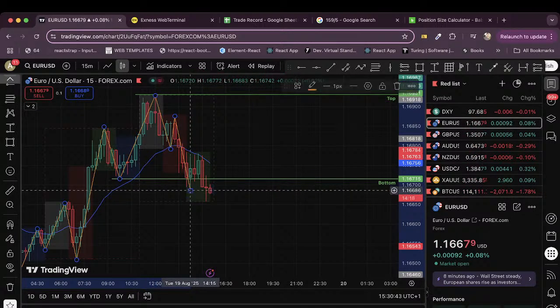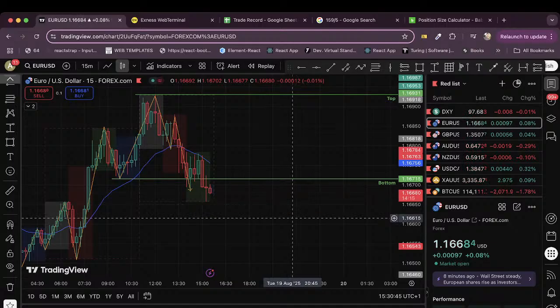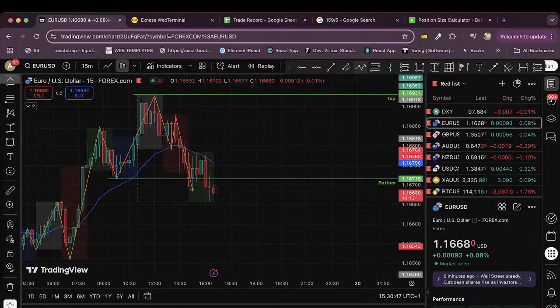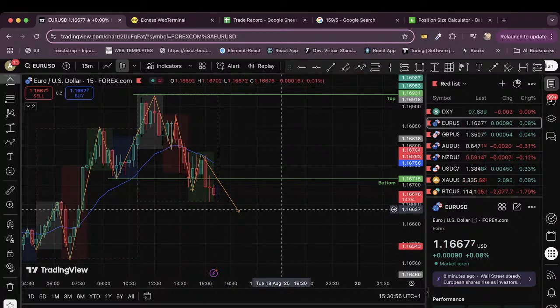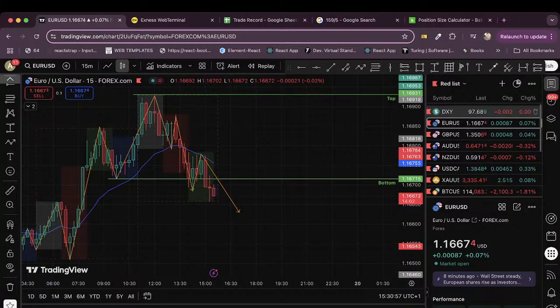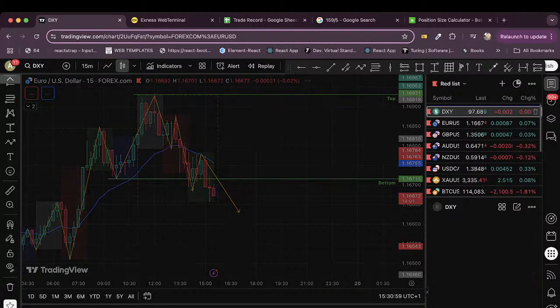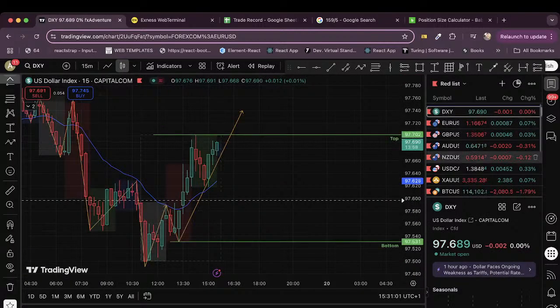So I think we will consider this as the first. We'll consider this as a pullback, and there's a continuation still going on there. I hope this continuation is reflecting on British pound. I don't need nonsense. So when I go to British pound now, British pound will be doing the opposite.